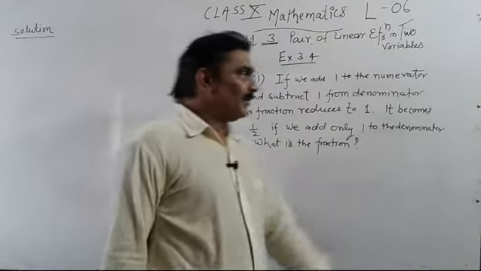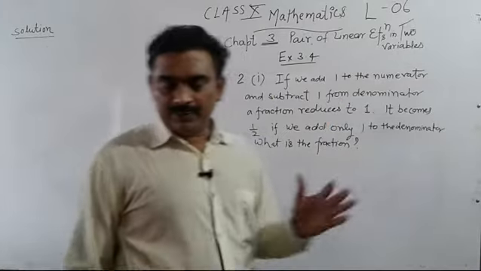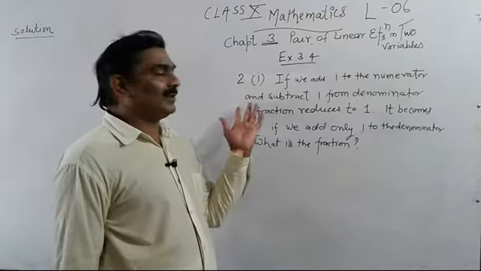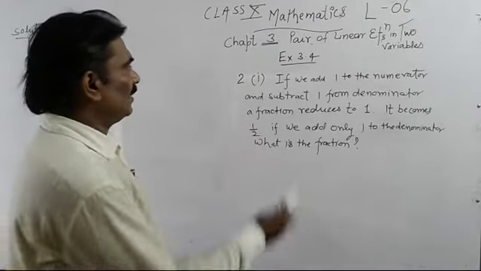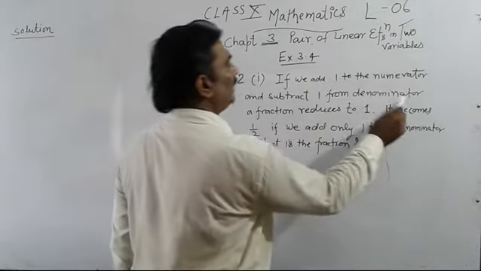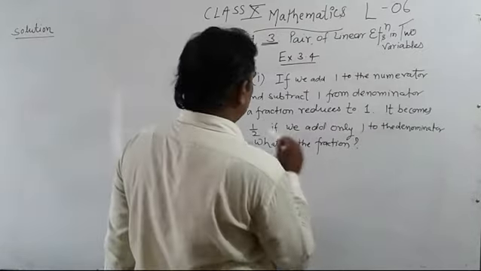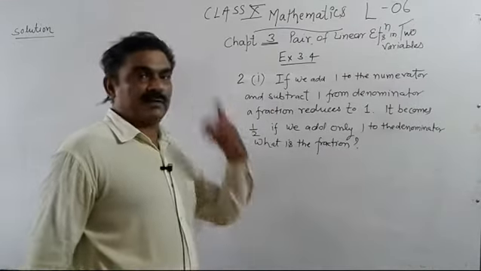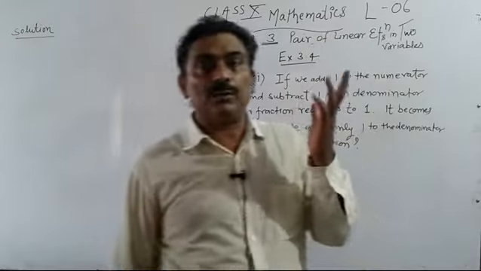So students, now we are in question number second of 3.4, and in question number second of 3.4 there are 5 parts. The first part we want to start to solve. In this question, if we add 1 to the numerator and subtract 1 from the denominator, a fraction reduces to 1. And it becomes 1 upon 2 if we add only 1 to the denominator. What is the fraction?